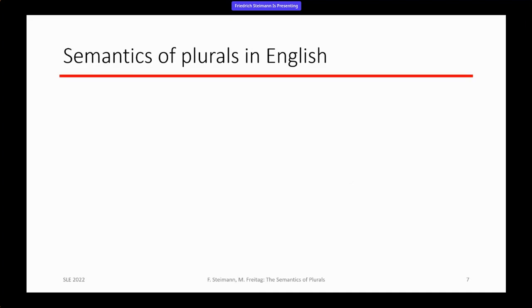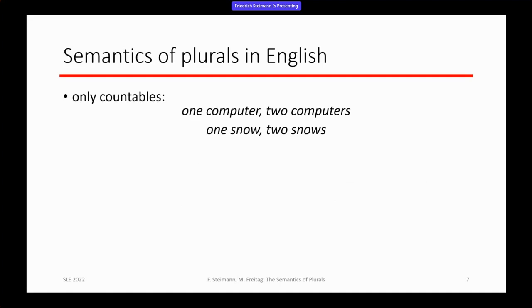So let's have a look at the semantics of the syntactic forms of plurals and singulars in the English language. The first thing is that plural applies only to so-called countables. What are countables? Well, countables are basically objects, things that can be identified. In a programming language, things that have identity or reference. So for instance, we can have one computer, we can have two computers, but we cannot have one snow or two snows. Snow cannot be identified. It's just a phenomenon or something.